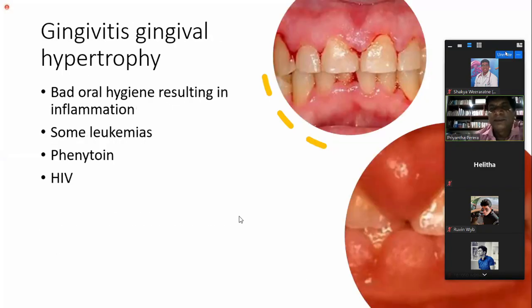And this is the gum hypertrophy we're talking about. The gum is inflamed and red in gingivitis due to poor oral hygiene. Gum can be hypertrophied without inflammation in conditions like leukemias. Some AMLs can cause gum hypertrophy, phenytoin use can cause gum hypertrophy, and HIV infection can cause gum hypertrophy. So gum hypertrophy can be an important physical sign.